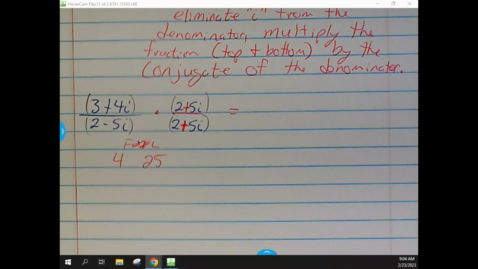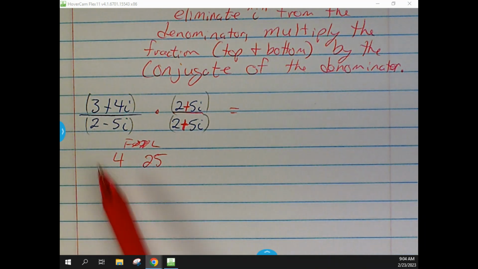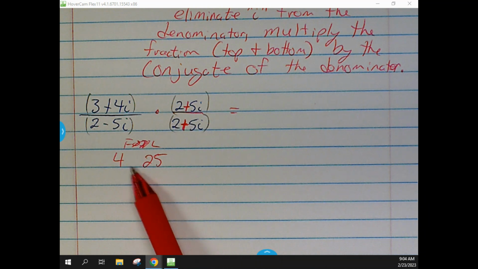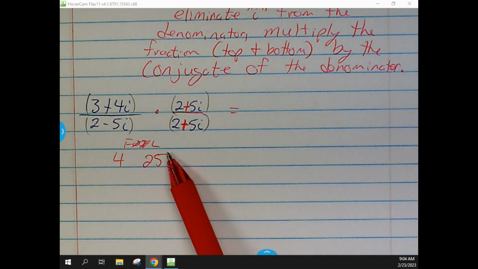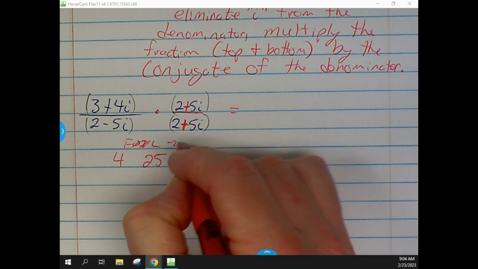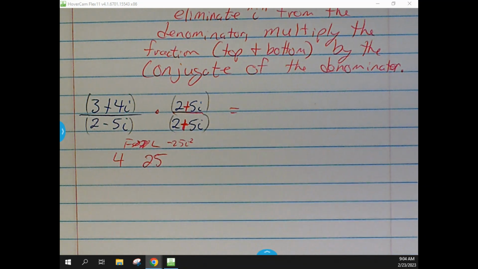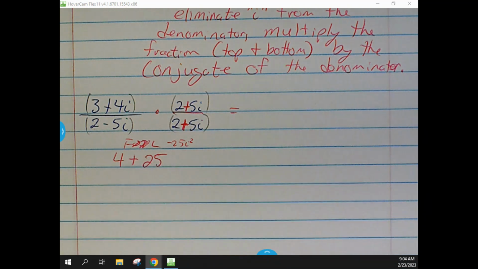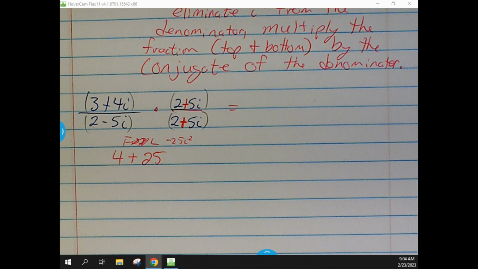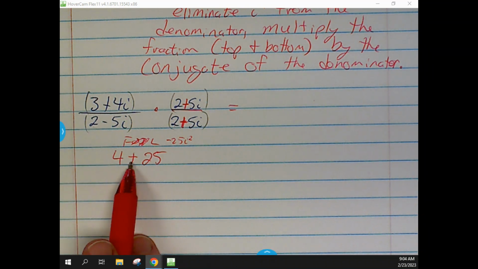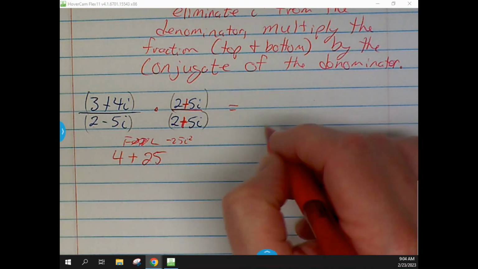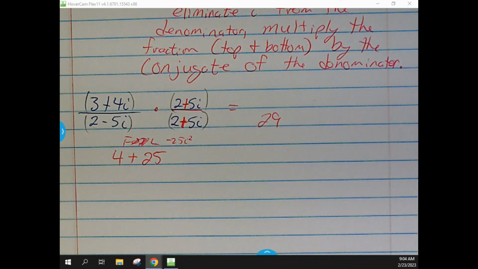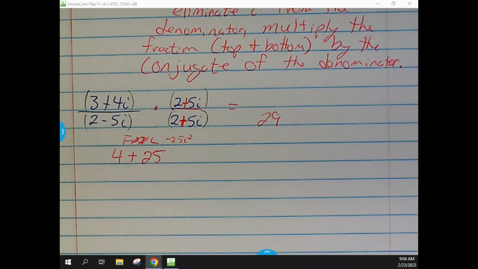Now here's the other shortcut you can do with the conjugates. Because it's a positive times a negative, it's going to be a negative. But you're also going to have i times i for i squared, so it's negative 25 i squared. But the i squared becomes a negative, so it's a negative times a negative, which is just a positive. That's the shortcut with conjugates: it's always going to be the first number squared plus the second number squared, which in this case means an easy denominator of 29. And that's what we're looking for.